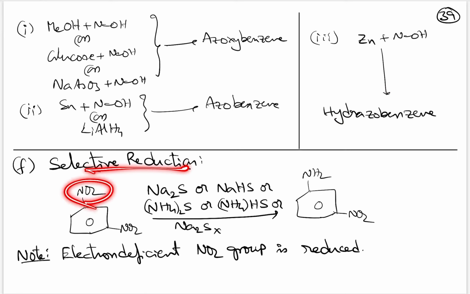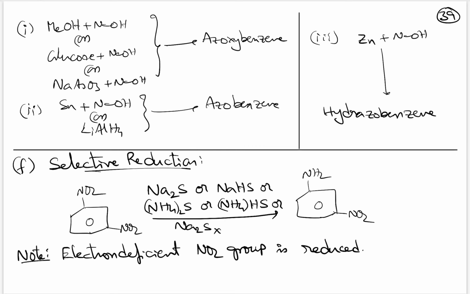Then selective reduction. If 2 or more NO2 groups are present, one of the NO2 groups will be reduced by treating with any of the sulfide reagents: sodium sulfide, sodium hydrogen sulfide, ammonium sulfide, ammonium hydrogen sulfide, sodium polysulfide. One of the NO2 groups will be reduced, and if no other groups are present, just NO2 groups, any of the NO2 groups you can reduce.